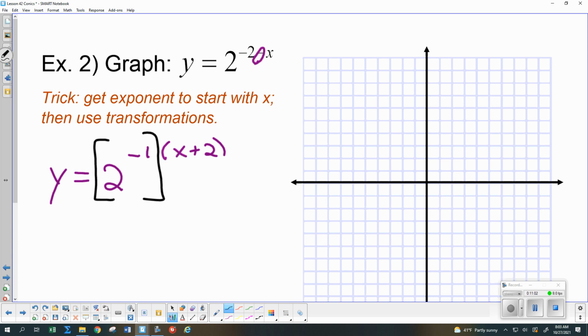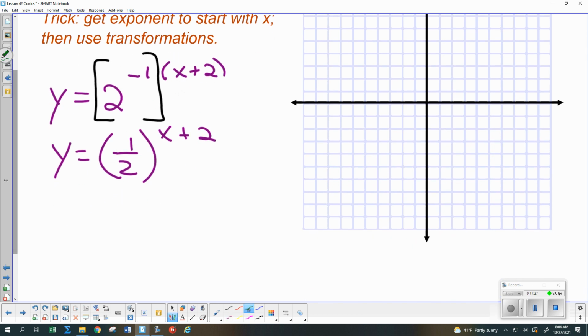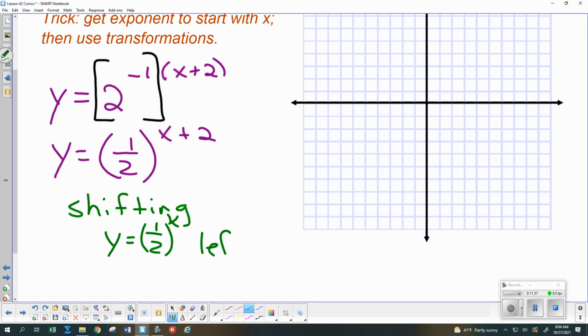So those brackets that I just put in don't change anything at all about that problem. However, they let me remember, what is 2 to the minus 1? It is a half. So this is y equals a half to the x plus 2. That means just in the inside part where I've got the x, I have an x plus 2. That means that I am shifting y equals a half to the x to the left 2. The x plus 2 means I go to the left.